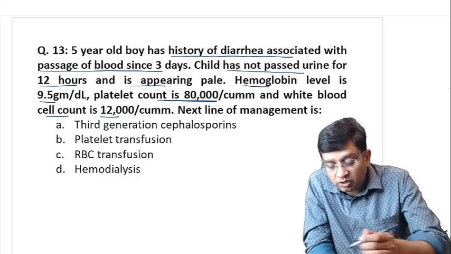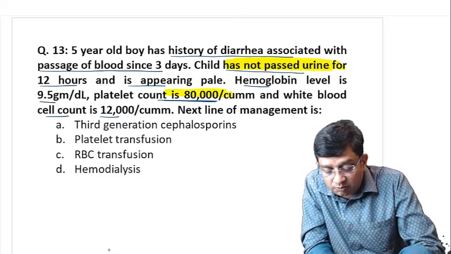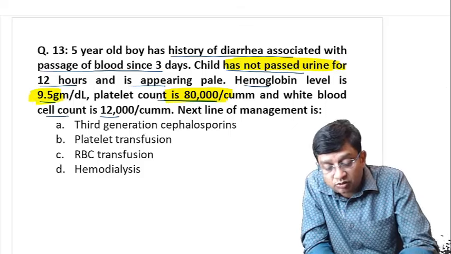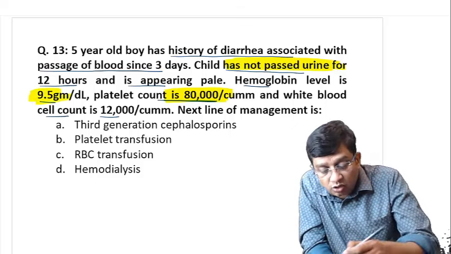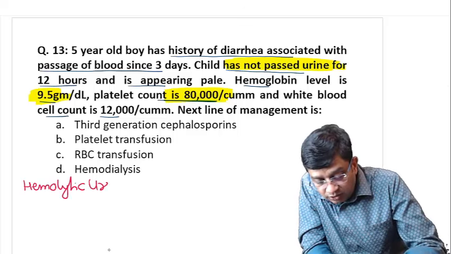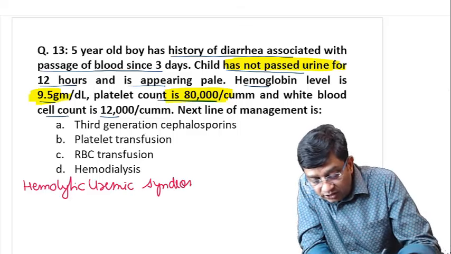So if you particularly look at the picture, the child has not passed urine, that is one thing. There is thrombocytopenia, that is another thing, right? And there is pallor. All this puts in the picture of hemolytic uremic syndrome. And this HUS is following diarrhea.